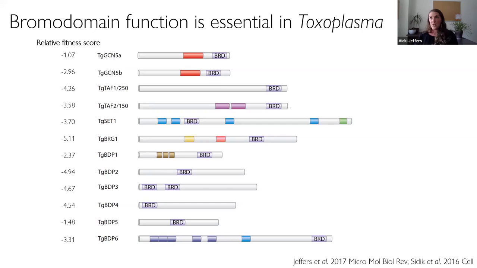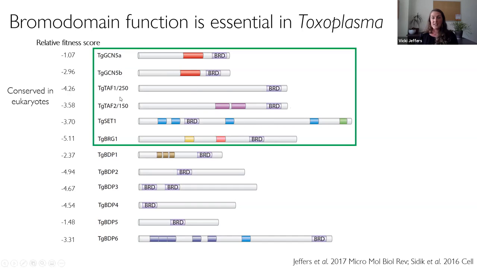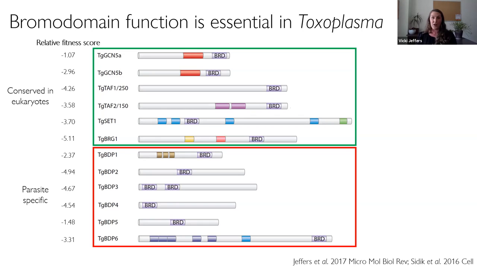So bromodomains in Toxo, there are 12 in the genome, and we have about 6 that look like bromodomain proteins that we have in our own cells in humans that we know the function of. So in general, as a parasitologist, we're not super interested in these because they're so similar to our own cells, but we're really interested in these 6 that are arbitrarily named BDP1, bromodomain containing protein 1 to 6.